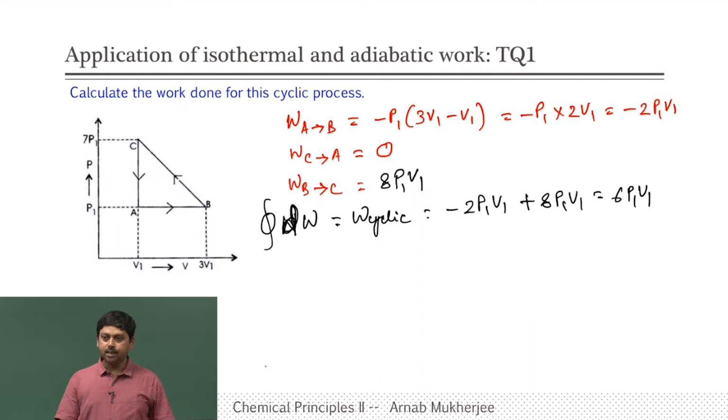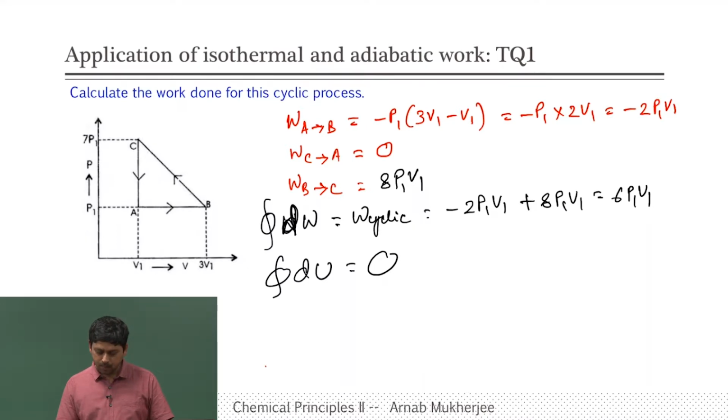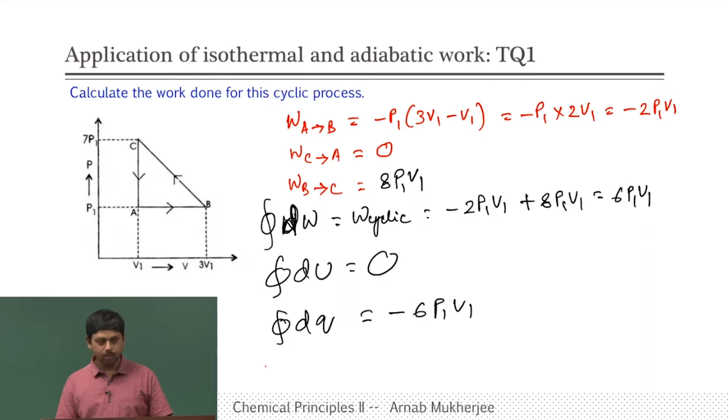So, if that is the case, what is the total change in the internal energy in the cyclic process? If I go from A to B, B to C and C to A, what will be the change in the internal energy? 0, because it is a state function. So, therefore, what is the total heat change in the whole process? It will be minus 6 P 1 V 1. So, we do not have to calculate the heat.